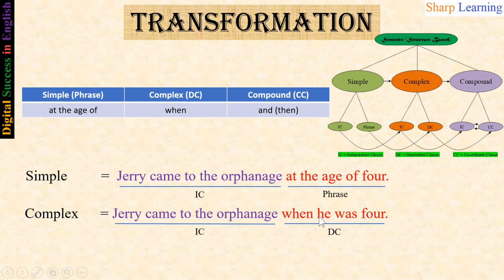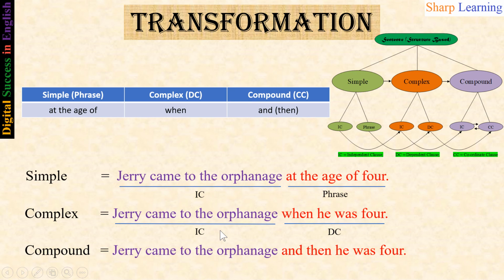See, when is the conjunction, instead of at the age of we have used here when. This subject has been taken from the subject given in the IC. Jerry is the subject, Jerry was the name of a boy. So from that subject we have taken the subject he. Was, this verb has been taken from outside, but it has been past tense because came, the verb in the IC, is past tense. So we have taken the verb was, and 4. Okay, conjunction plus subject plus verb plus extension. These 4 parts have been ensured, that is why it has been a DC. So IC plus DC, it has been a complex sentence.